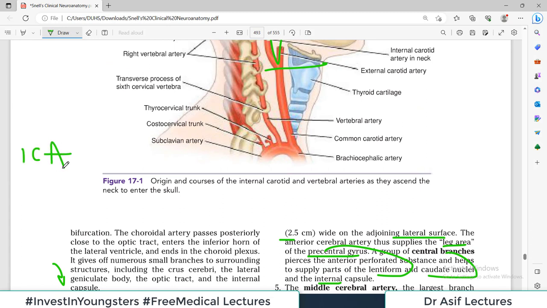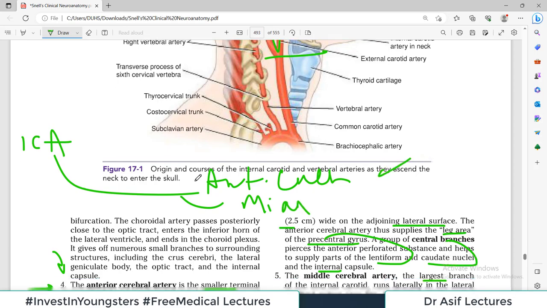carotid. The internal carotid neck se poora nikal ke, temporal bone mein se hote hue, cavernous sinus mein se hote hue, ultimately divides into two branches. Ek branch thi jiska naam tha anterior cerebral, this is one of the terminal branches, aur jo dusri branch hai uska naam hai middle cerebral. So anterior cerebral ki details bhi humne padh li.